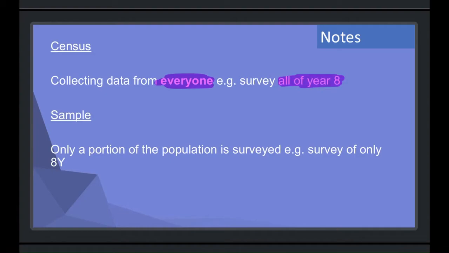A sample is where we take a portion of the population though, because it can be difficult to take a census of the entirety of a population, whereas it can be much easier to just pull out a small portion of that and ask them to respond only. So for instance, instead of surveying all of year 8, we just go to 8Y in PC one morning and ask 8Y what they think.